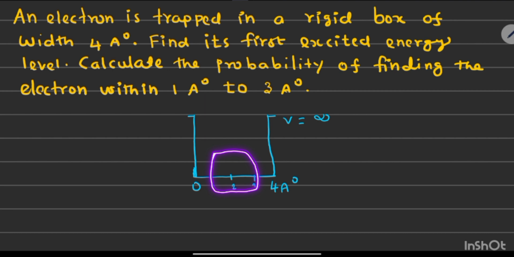If we think classically, since the electron is a particle, we would think that it has equal chance of being found anywhere within the box. It can be here, it can be here, and it can be here. So if you ask the probability of finding the electron within this half of the box, we will tell it is half. But let's see what quantum mechanics gives.